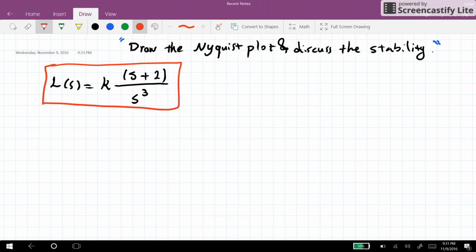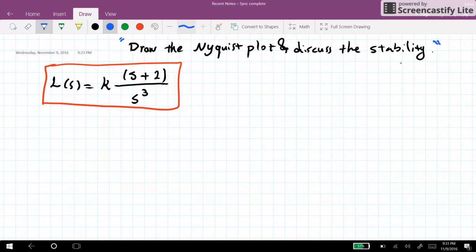Hi everyone. In this short video I'm going to explain how to draw the Nyquist plot for a system with 3 poles at the origin and the 0 on the left half plane. And then based on the Nyquist plot, I will discuss the stability of the system for different values of k.